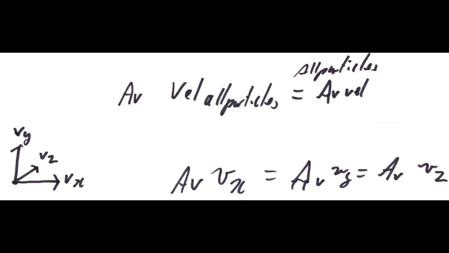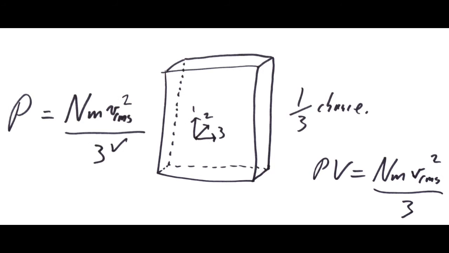In a box, there are three possible axes: up-down, left-right, and forwards-backwards. So each particle in a box has a 1 in 3 chance of travelling along one of these three axes. This means that the pressure exerted by all of these particles in a box is spread amongst three different directions, and gives us an equation for pressure of P equals the number of particles times the mass of one particle times the RMS value of speed of these particles squared, all divided by 3 times the volume of the box.